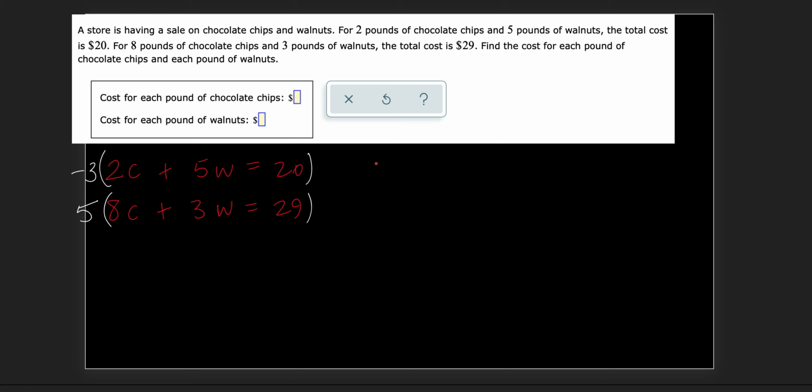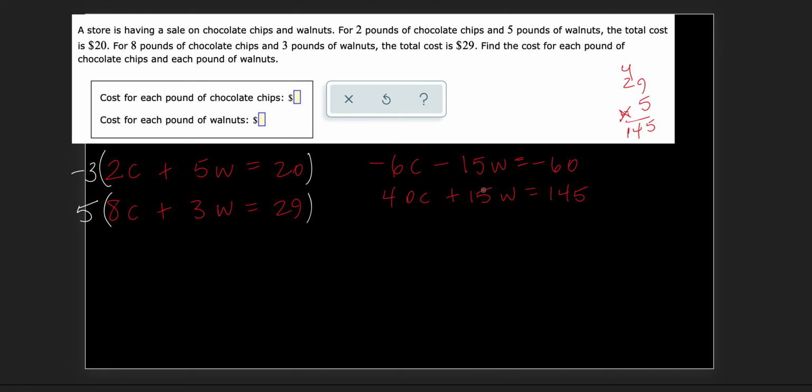So I'll write the new system that we have over here. That would be 6C minus 15W equals -60. Multiplying -3 times each term, and then 5 times each term, so that's 40C plus 15W equals whatever 29 times 5 is. 145.